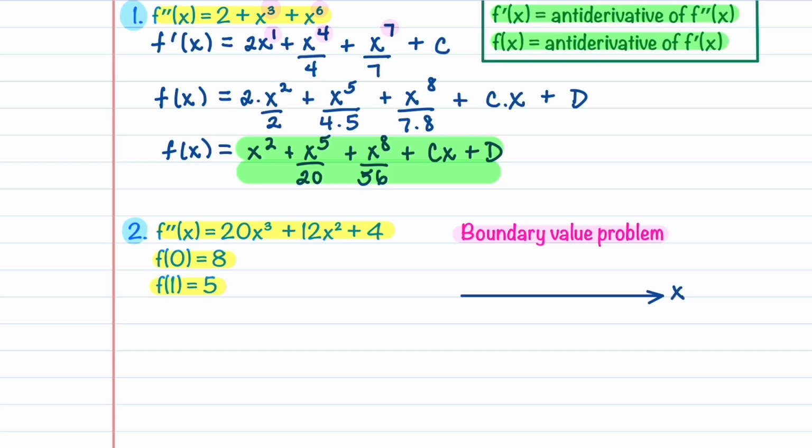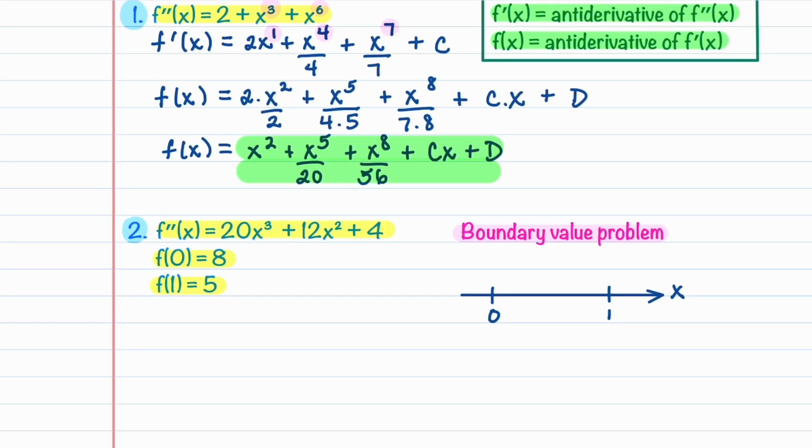I'm going to write a diagram just to make this a little bit more clear. We'll label this as x, and then we'll put down x is 0 and x is 1. And at 0, we have our function equal to 8, and at 1, it's equal to 5. And that's why it's called a boundary value problem, because we're given the function value at our boundary points 0 and 1. Let's start by finding f prime of x.